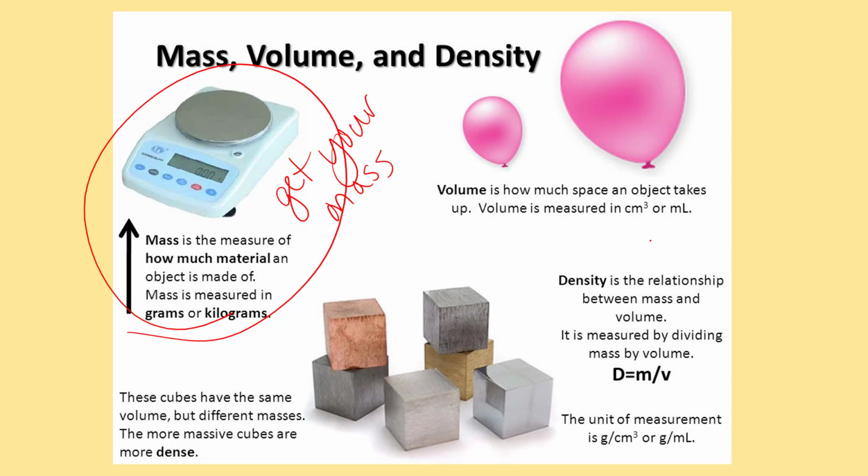Now get your volume. Mass is the amount of matter something has, but volume is how much space it takes up. So all these cubes have about the same volume. They take up the same amount of space, but some of them have more stuff in them than others. So the more density something has, the more matter there is in the unit volume.